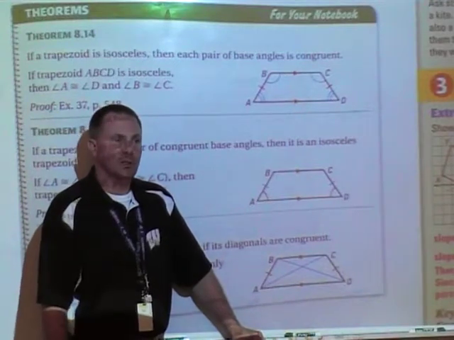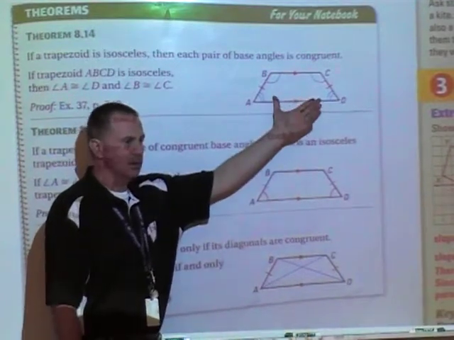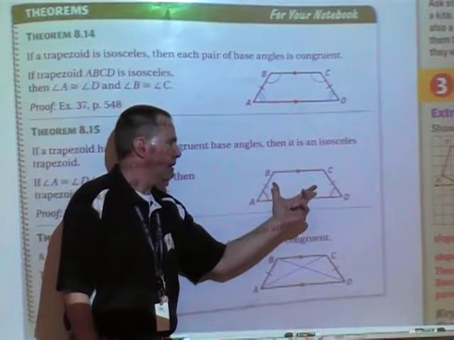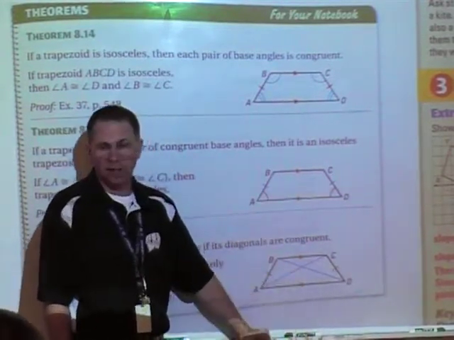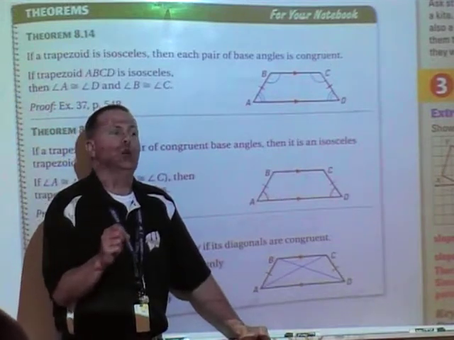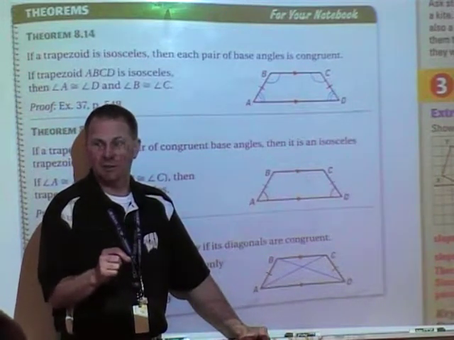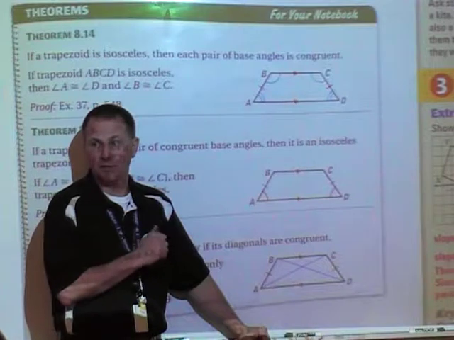Three theorems telling you different things. One about base angles. Another about if you have base angles, then your opposite sides are congruent. And then about your diagonals. You need to make sure you know the difference. That's just the first three of this section.